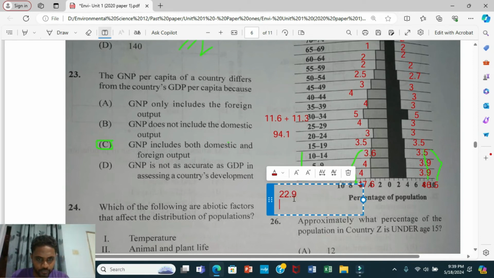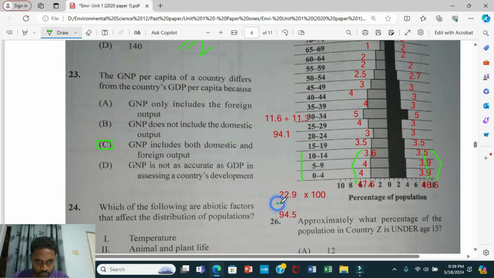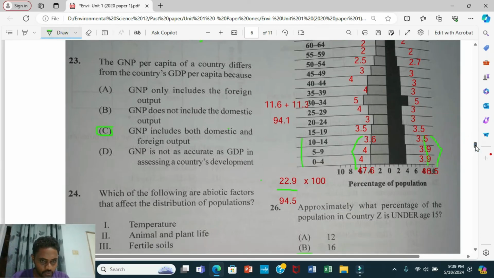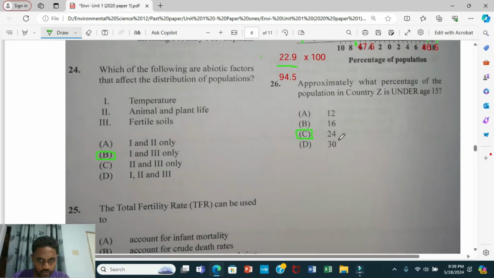And of course, you're going to divide that by the 94, which is the total population, of course, times 100. And of course, guys, that should give you the 24. All right, it's long, but you have to just know how to do it, guys. Once you know how to do it, it won't take so long.